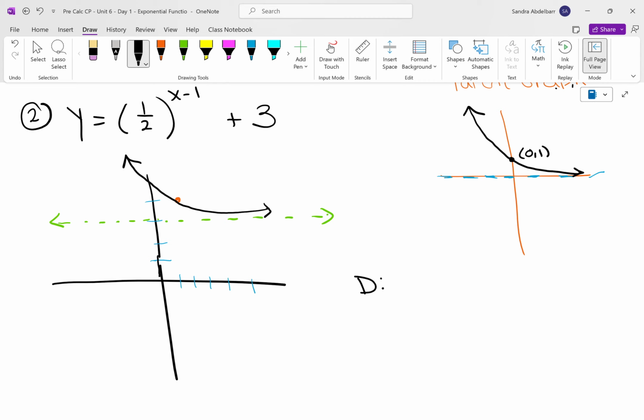All right, our series of questions. Not Nico, not Soph. Somebody else tell me, what is the domain? All reals. What is our range? Yep, 3 to infinity. Is 3 included? No, 3 is not included. What is the key point? That's another good one. Nico? (1, 4). (1, 4), perfect.